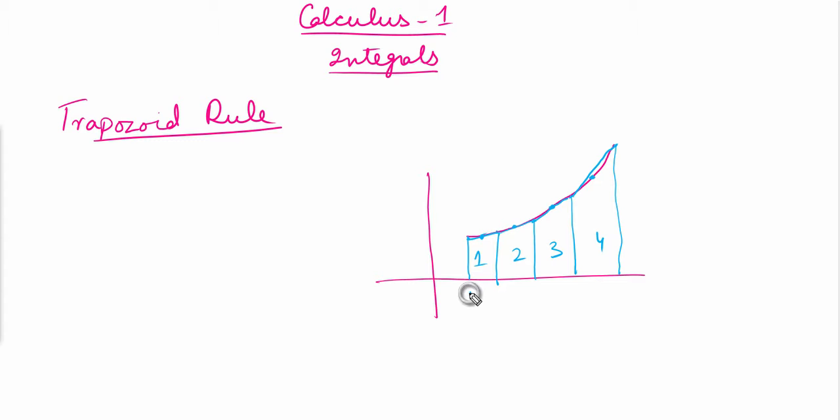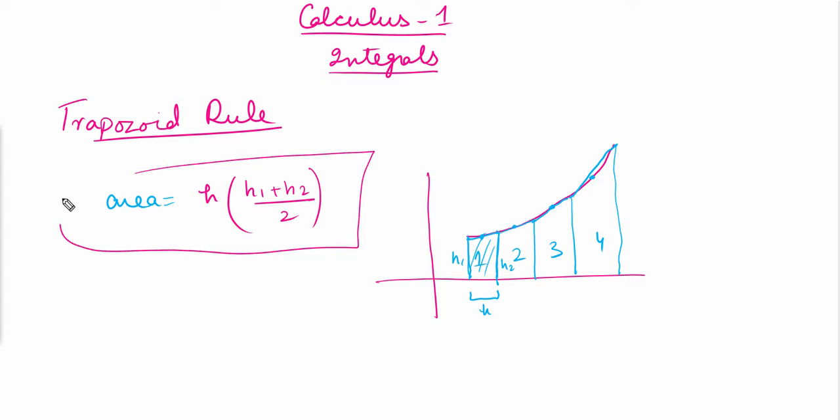Now the length from here to here will be called the height of the trapezium. This side and this side, these are the two parallel sides. I'll call them H1 and H2. So if we have to calculate the area of the first trapezium, we can use the formula: area equals height times the sum of parallel sides, that is H1 plus H2, whole divided by 2. So this is the area of one trapezium. We will apply this formula to the second, third, and fourth trapeziums.